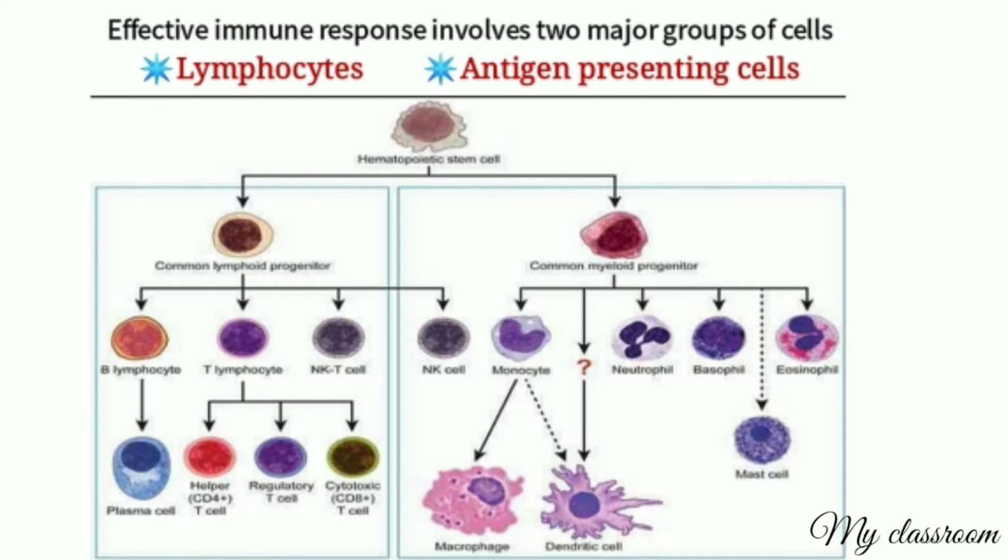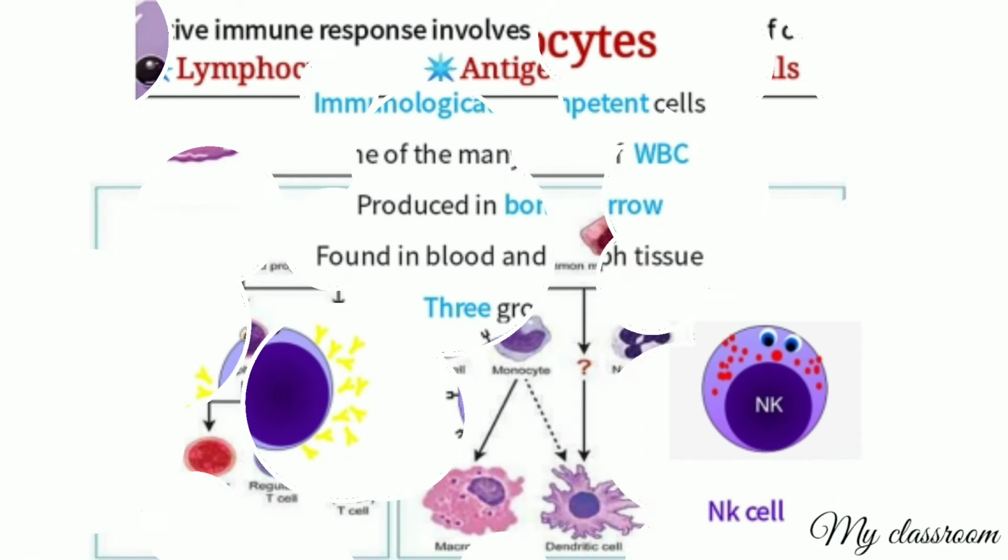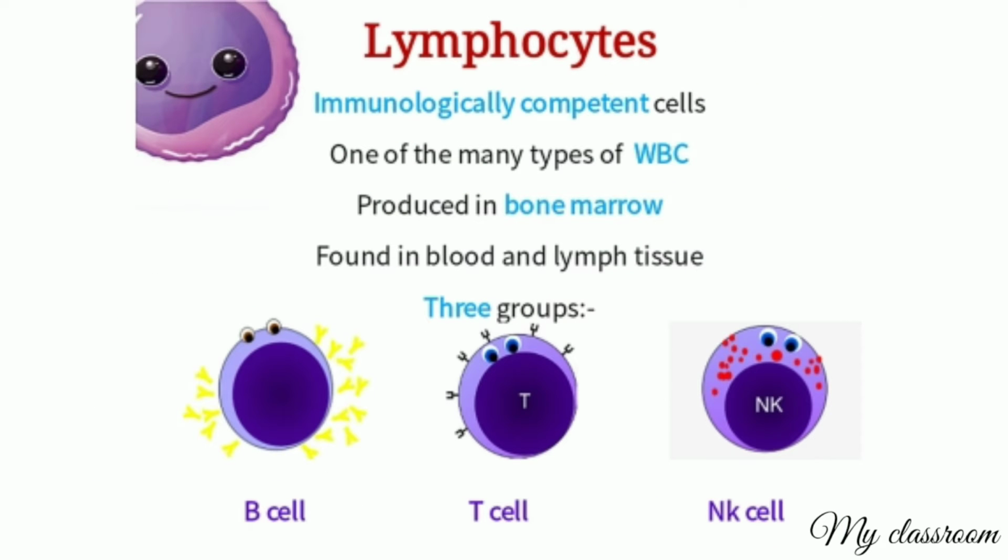T lymphocytes are of different types, that is helper T cell, that is CD4, regulatory T cell, cytotoxic T cell, that is CD8. Common myeloid progenitor gives rise to monocyte, neutrophil, basophil, mast cell, eosinophil. Sometimes this monocyte differentiates into macrophage and dendritic cell. First we discuss the lymphocytes.